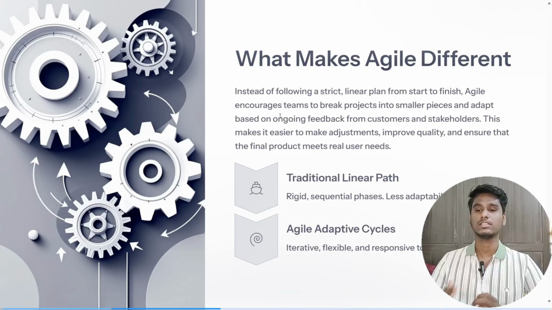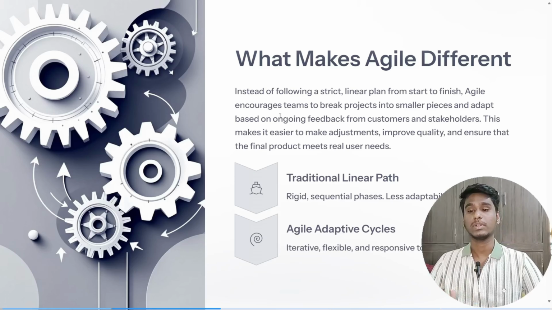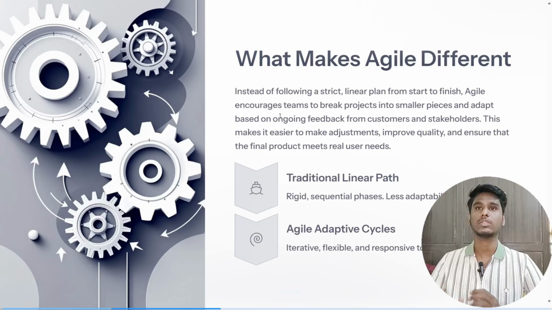The difference between traditional methodologies and Agile methodologies is that traditional methodologies follow a linear and strict path, and are rigid with very little adaptability. Agile methodology cycles have iterative processes. It is flexible and easy to respond to changes.